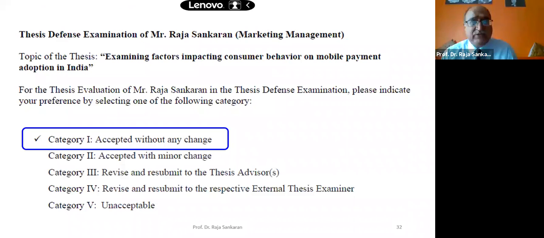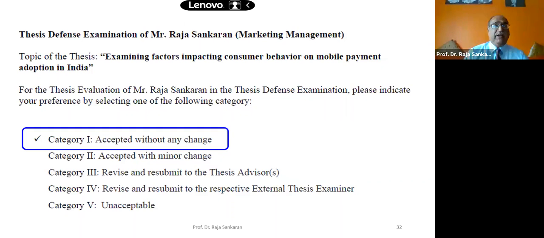And this is what it typically means, with respect to what I talked about, without any change. Whenever the thesis is sent for external examination, it comes in with a report. Okay, the report will be detailed, as well as having these categories. The category which talks about accepted without change, or with minor change, or revise and resubmit to the thesis advisor. In case it is unacceptable, that means you do not get your PhD. You do not go through your defense by itself. So there are various stages that it goes through based upon how the examiner has evaluated your thesis.